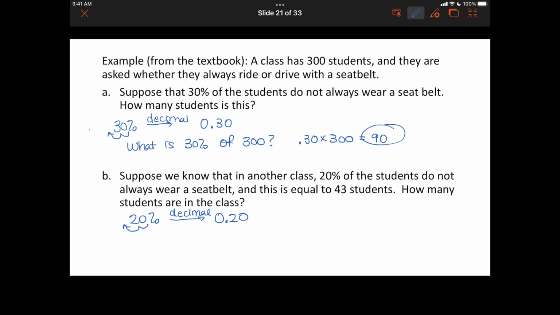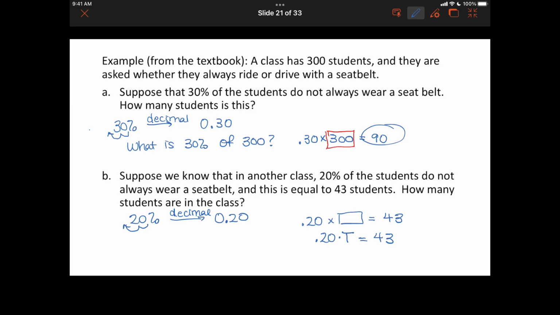0.20 as a decimal. And now if you look at the example up top, my total was here, right? So we want to replicate that down here. What I have is 20% of what equals, in this case, 43 students. So I want to solve for that what. Now let me write my multiplication as a dot. Let's use a T, let's call this T for total equals 43.